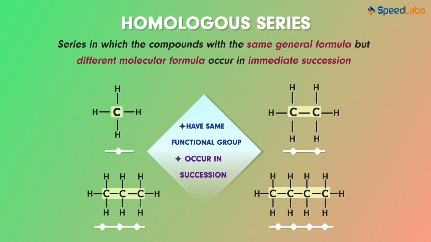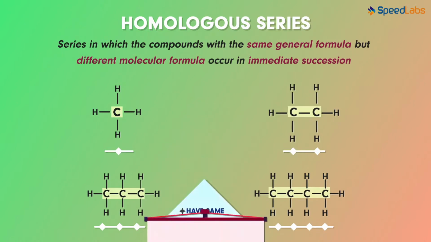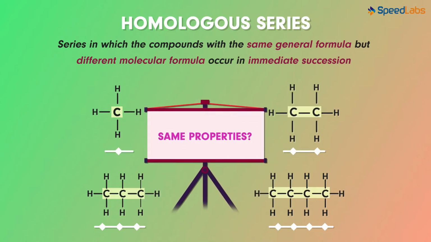Now tell me one thing, if these compounds are in series with the same functional group, don't you think their properties will also be the same? Well, if you said yes, then you are apparently wrong. Because all the properties of elements in the homologous series are not exactly the same. The chemical properties are definitely similar as they are dependent on the functional group present. However, the physical properties show gradation as we go higher in the series.